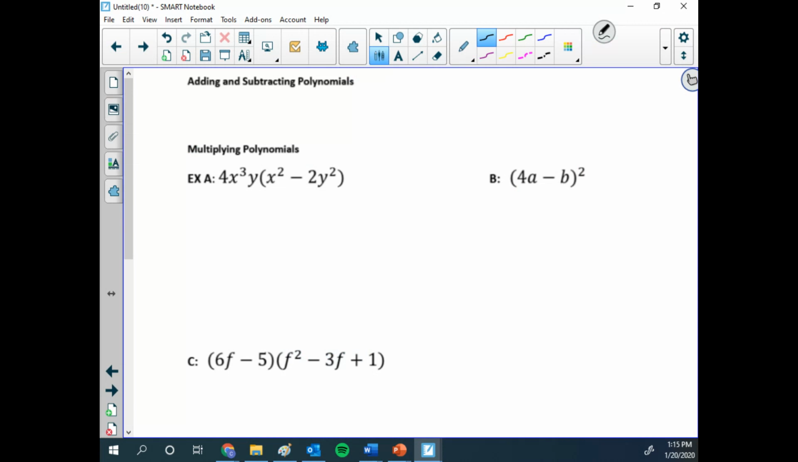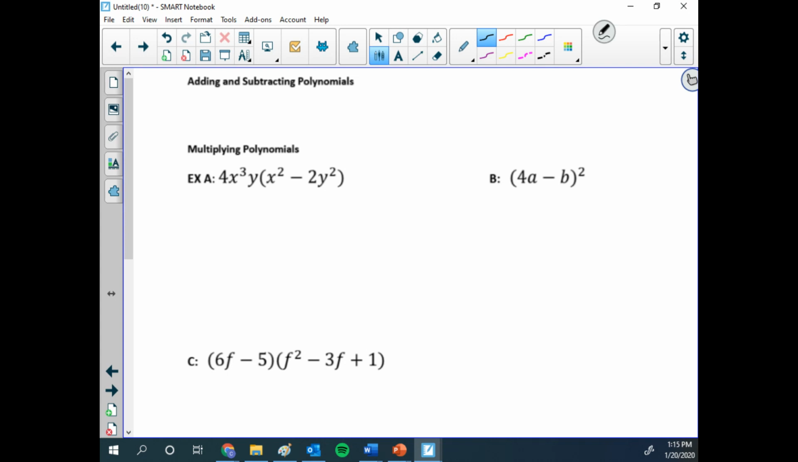Okay, so polynomial unit. We start off by looking at how to add and subtract polynomials. I'm just making the assumption that everybody's good with adding and subtracting polynomials. Yeah? So if you're adding or subtracting polynomials, we're essentially combining like terms, and like terms have to have the same degree. Then we're looking at multiplying polynomials.